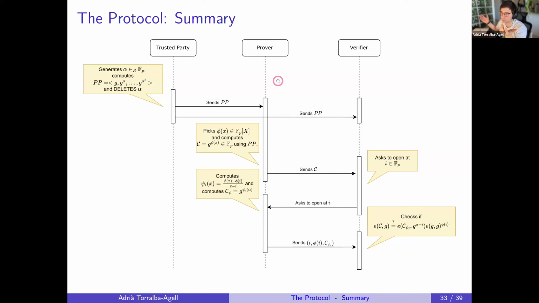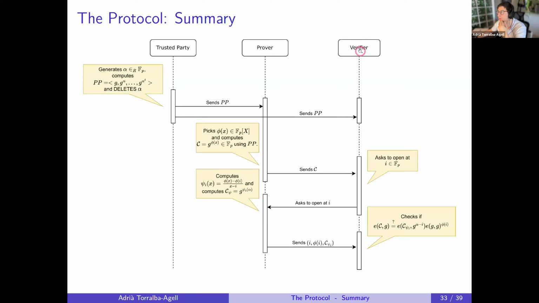Now, the prover wants to commit to a polynomial. So she picks a polynomial with coefficients in the finite field, and she computes this commitment using, sorry, this is x, this should be alpha. Sorry for that. She computes the commitment, and this commitment is only an element of the group. And she is able to do that without knowing alpha because she knows the public parameters. So the prover sends the commitment to the verifier. This is the commitment phase.